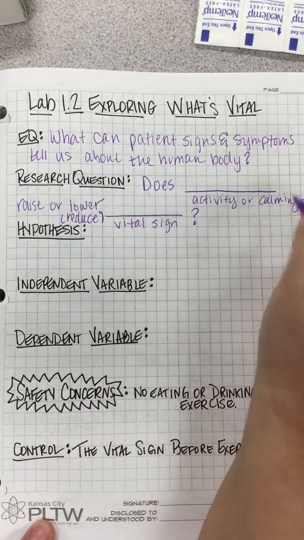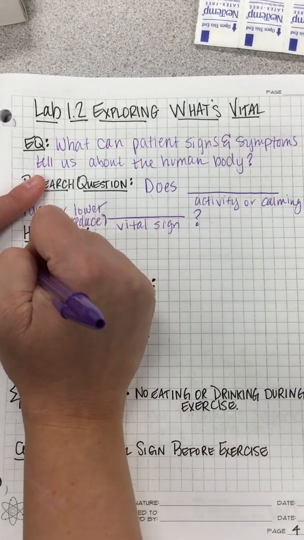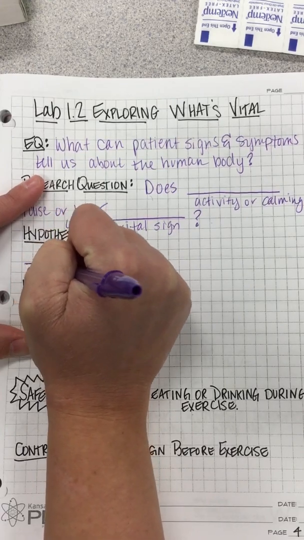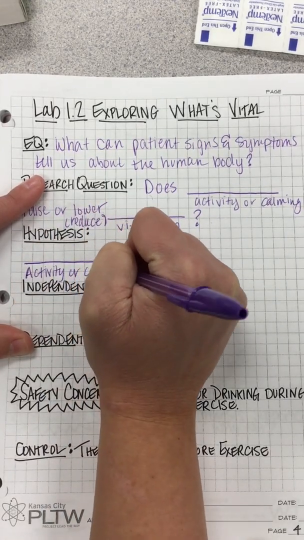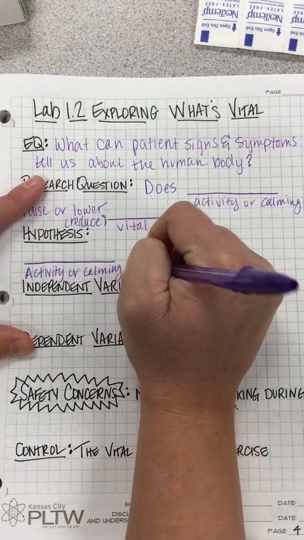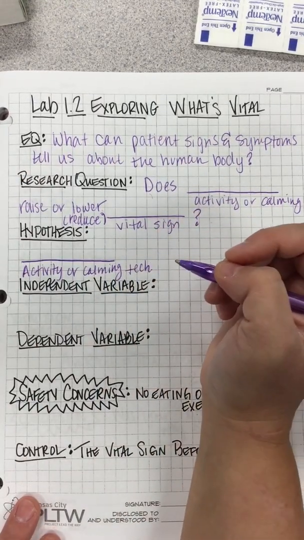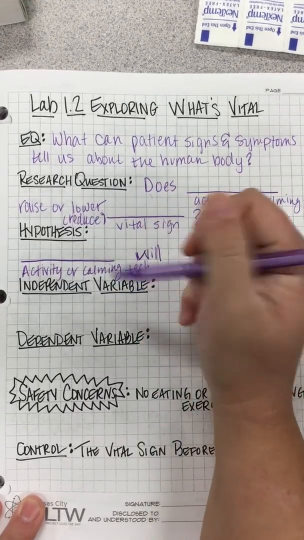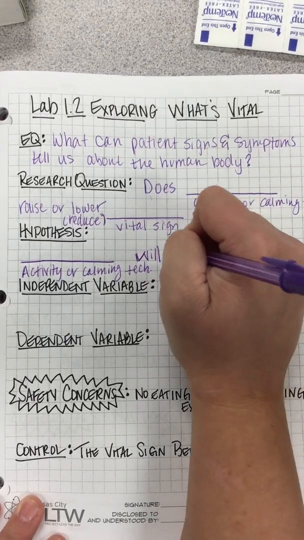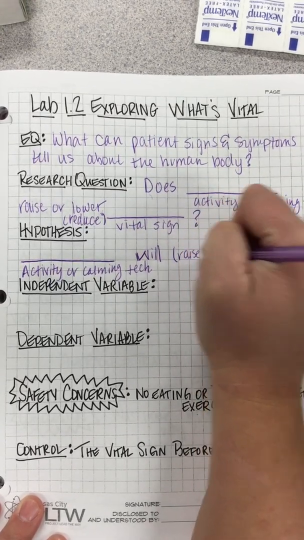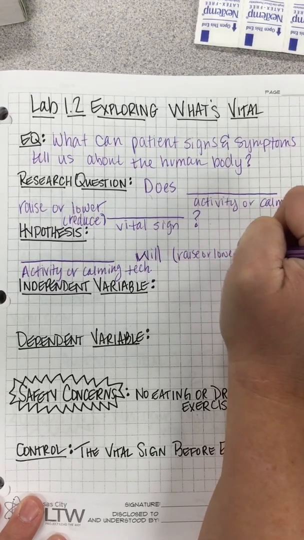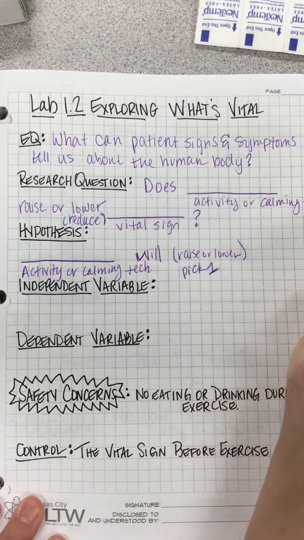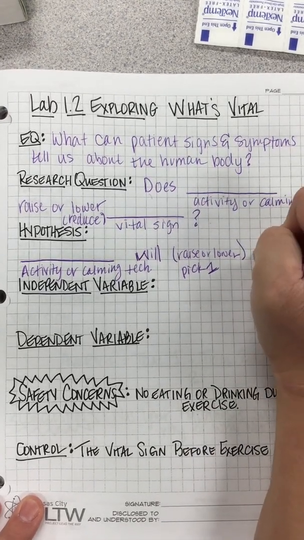Okay. Your hypothesis then is your activity or calming technique. So you can fill that in. Okay, your activity or calming technique will, everybody writes will, and then you write from here, raise or lower, pick one, and then your vital sign that you chose.